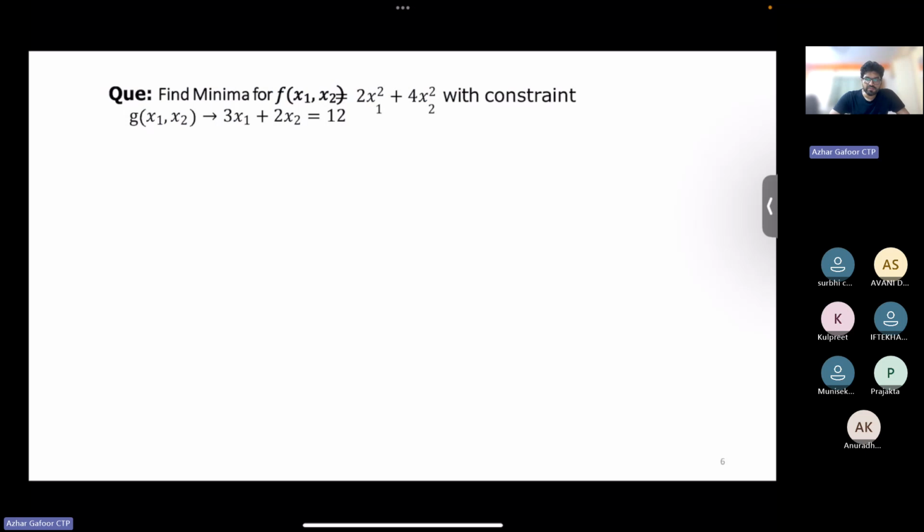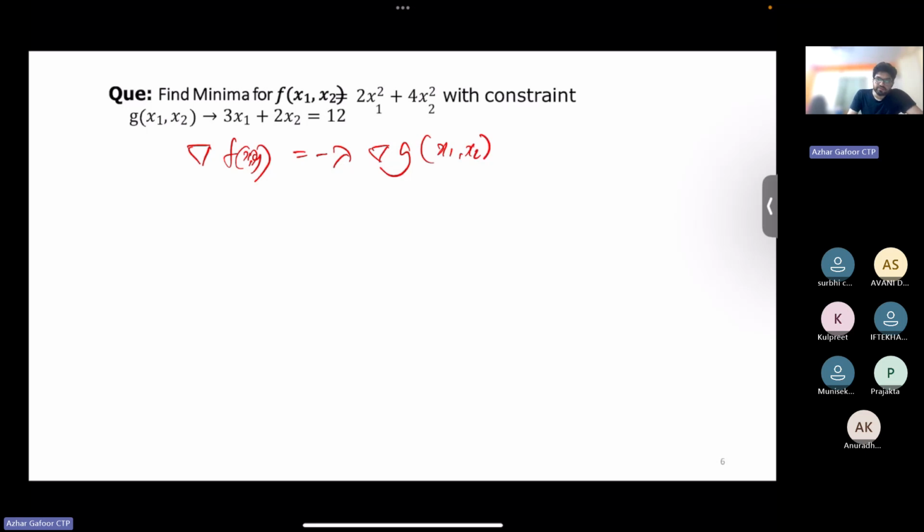So now, first, we have to find the Lagrange multiplier. So what was our equation? We had the gradient of f(x) is equal to minus lambda times the gradient of g(x1, x2).